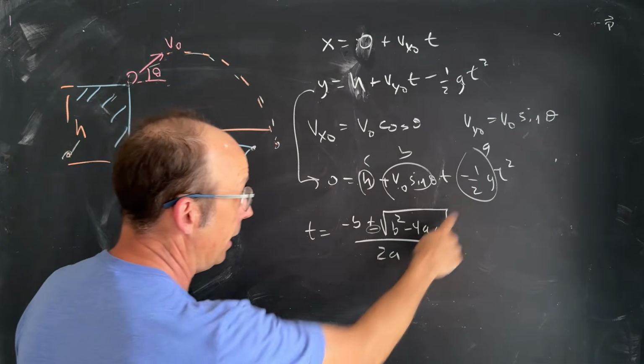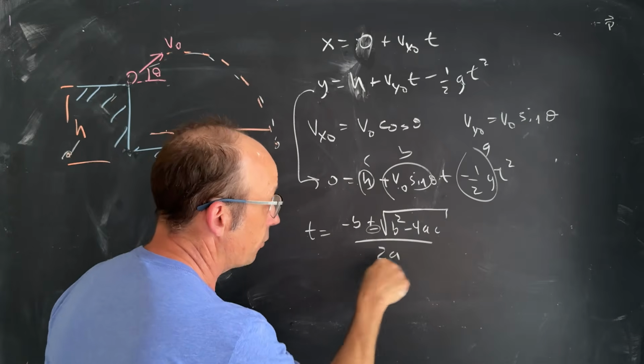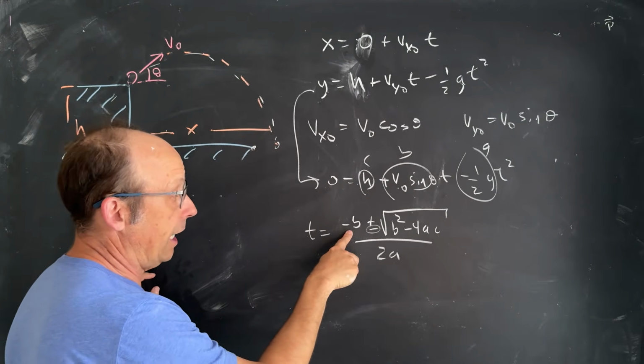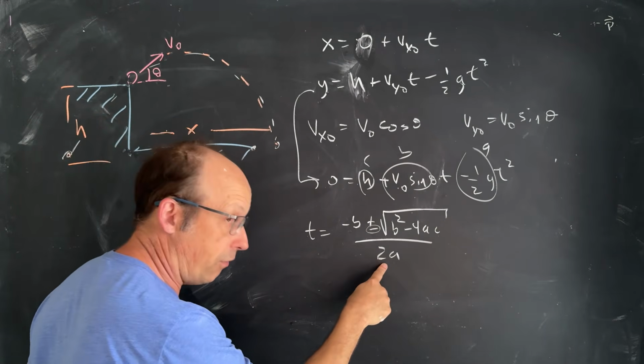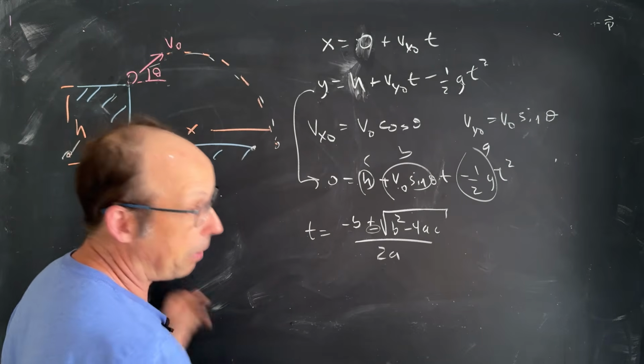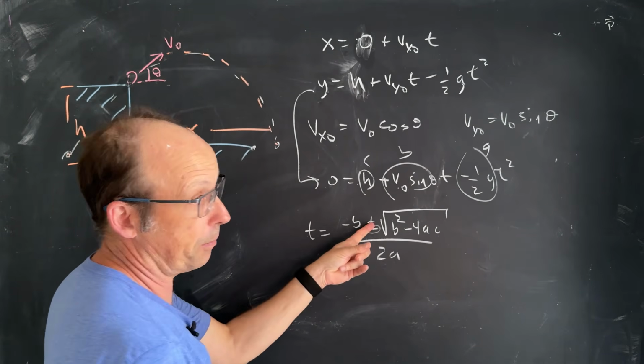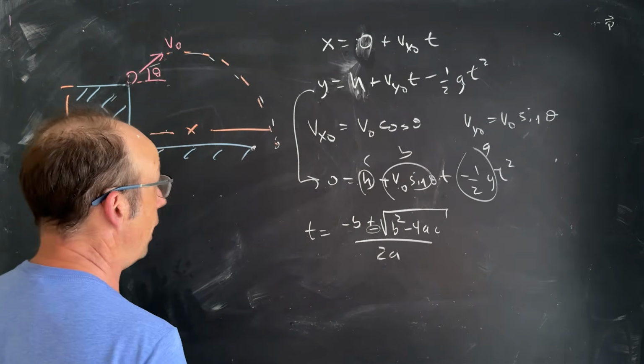Because remember, a is negative g over 2, so this is a negative number. So if I have negative b minus this whole thing divided by a negative number, I get a positive time. So I'm not even going to calculate the positive, I'm just going to go with the negative. So that's what we need to do.